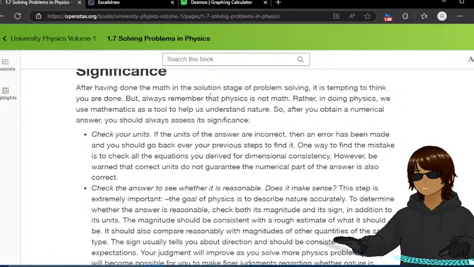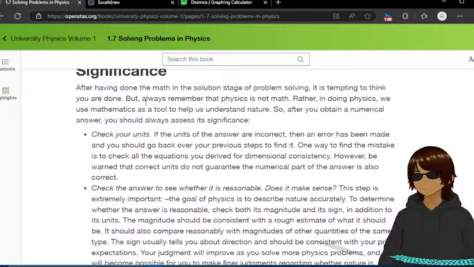After having done the math in the solution stage of the problem solving, it is tempting to think you are done. But always remember that physics is not math. Rather, in doing physics, we use mathematics as a tool to help us understand nature. So, after you obtain a numerical answer, you should always assess its significance. Check your units. If the units of the answer are incorrect, then an error has been made and you should go back over your previous steps to find it.